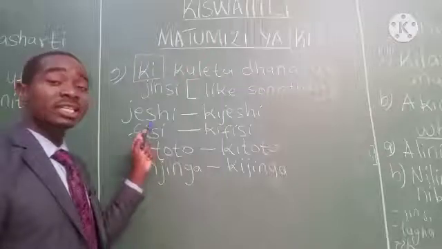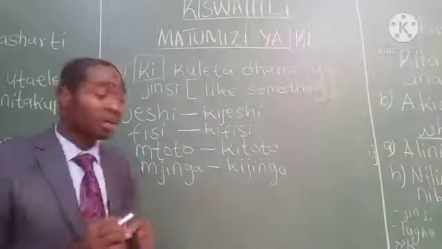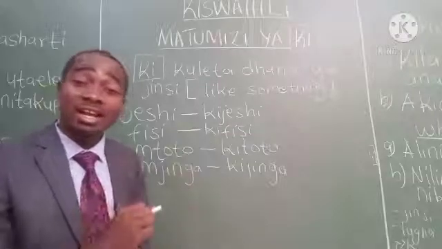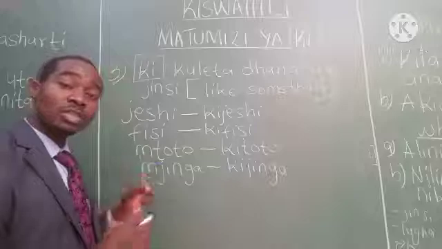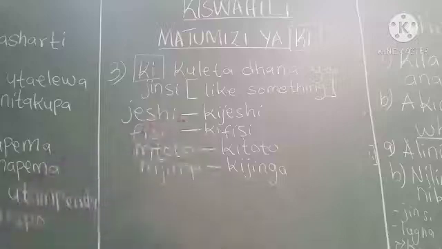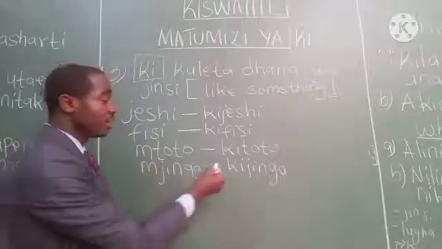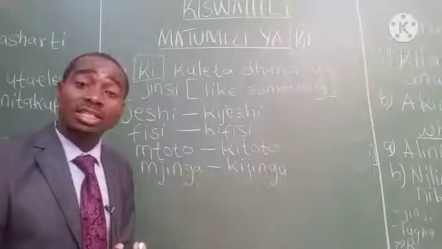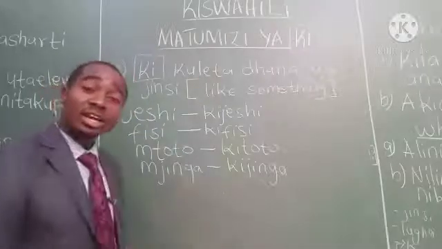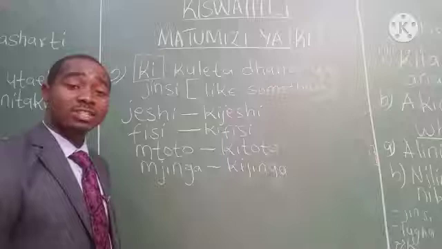Now here, jeshi is army, kijeshi like army. Sawa. Fisi, hyena, kifisi like hyena. Sawa. Mtoto, child. Kitoto like a child. Sawa. Mjinga, a fool. Kijinga like a fool. So, sasa let's consider this sentence.